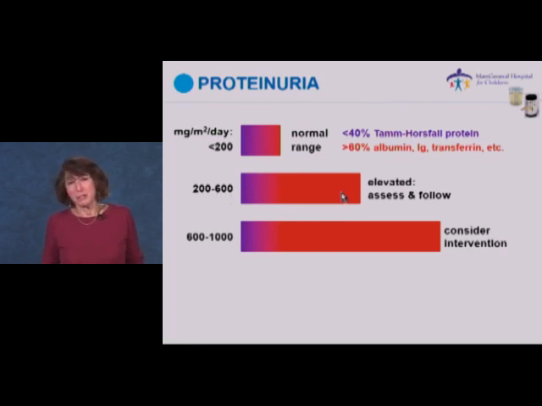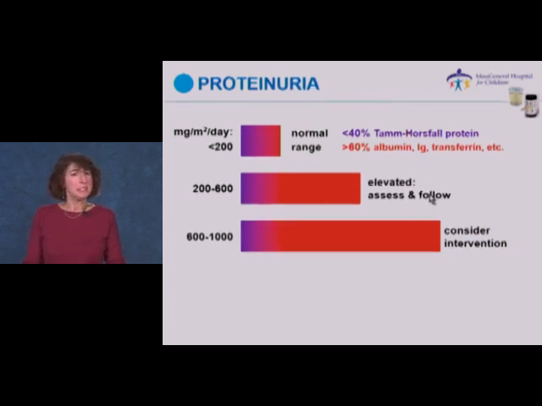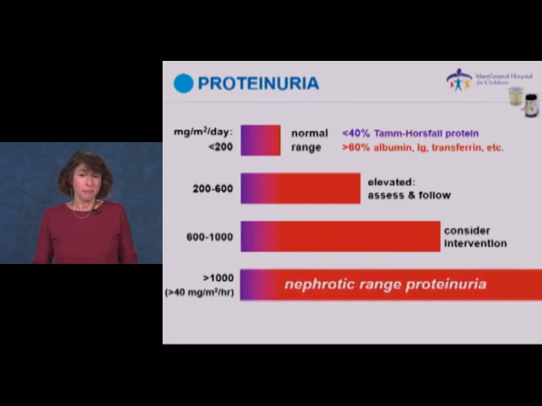If you had a patient with that amount, it's elevated, it's worth assessing for other risk factors, comorbidities, and so on, and you follow that. It doesn't require intervention, but it's not quite right, and you need to figure out what's going on, and it may take time to evolve. If you have 600 milligrams per meter squared up to a gram a day, then you might consider intervention. Whether that's going to include biopsy or not depends on what else is going on. And then if you have more than 1,000 mg per meter squared per day, and strictly speaking in pediatrics, another way to think about it is more than 40 mg per meter squared per hour, which calculates out to 960, that's considered nephrotic range proteinuria.